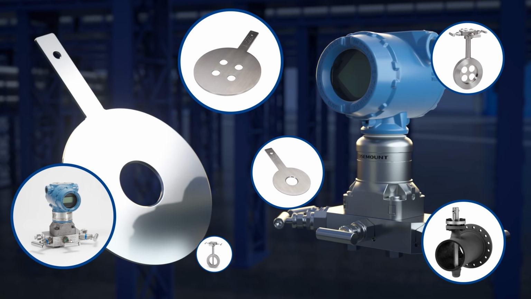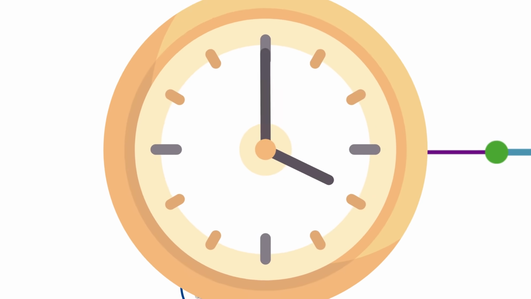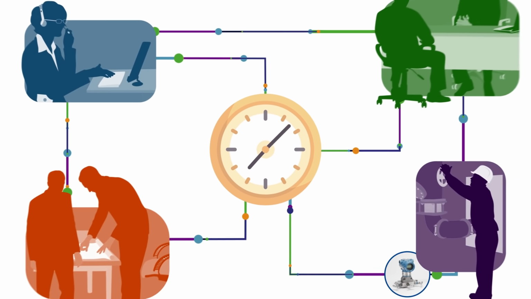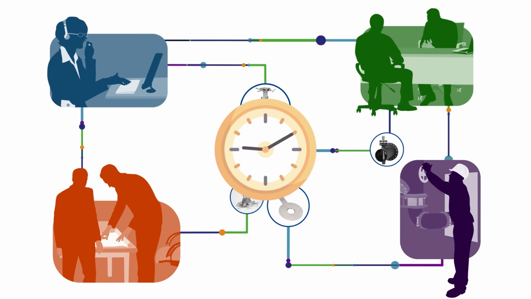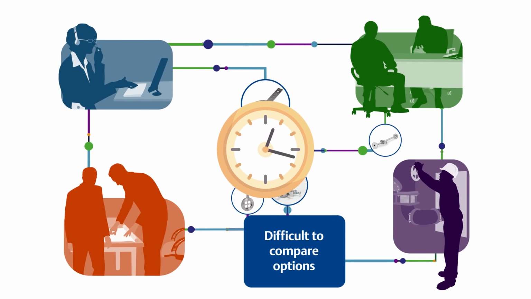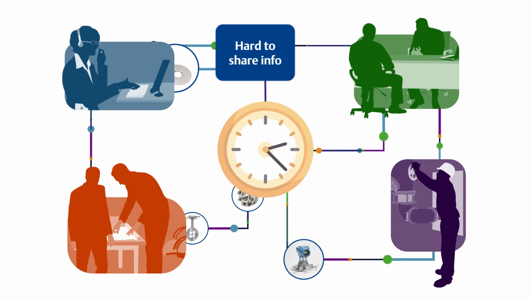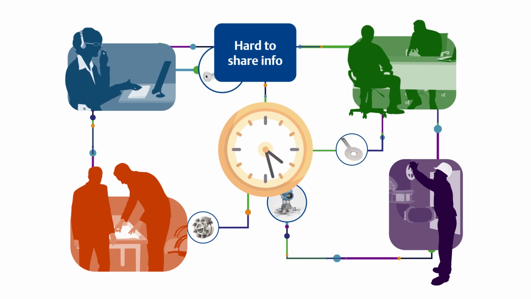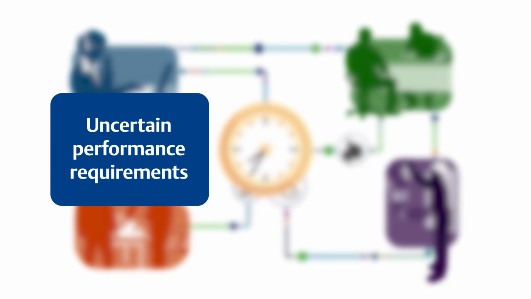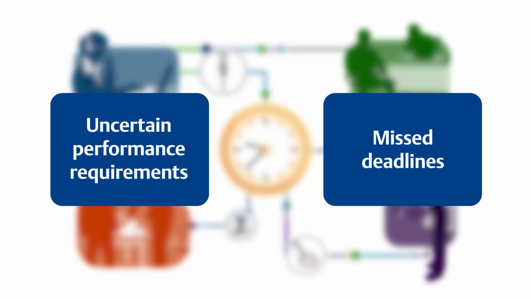To achieve optimal flow measurement, it's critical to size and configure these elements together according to the specific application. But with so many available variations come time-consuming design tasks requiring multiple tools, and emails back and forth between stakeholders, causing delays and inaccuracies. It can be difficult to compare options across tools or share specifications and calculations among team members, leading to inefficiencies and uncertainties about the ability to meet performance requirements and project deadlines.